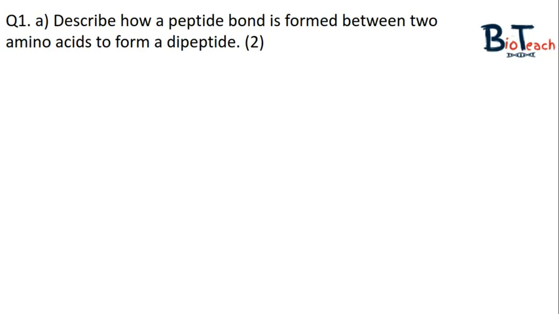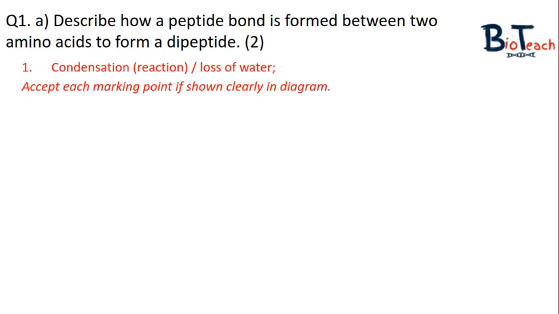Question 1a asks you to describe how a peptide bond is formed between two amino acids, and this question is worth 2 marks. This means we have to make 2 points as part of our answer. We know that the reaction that forms a peptide bond is a condensation reaction, so the first marking point will be awarded for stating that it's a condensation reaction. You can also draw a diagram to show this reaction if it makes your life easier.